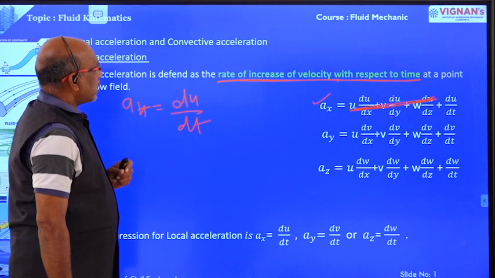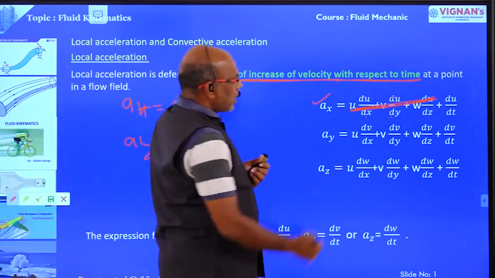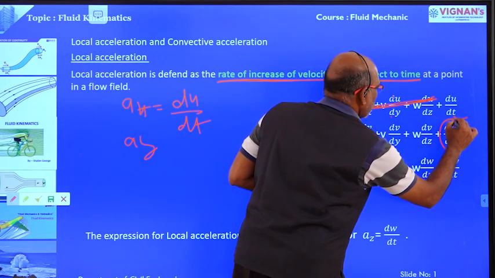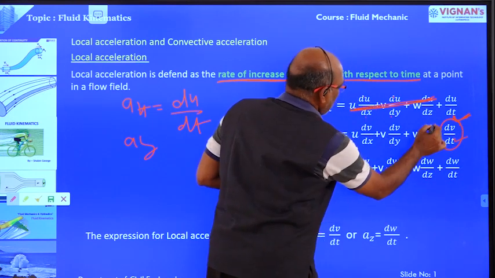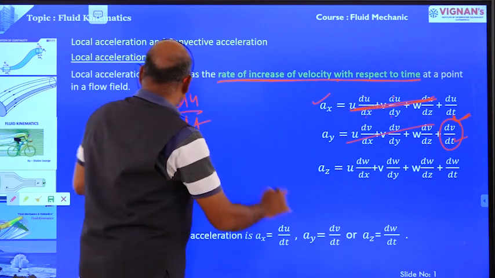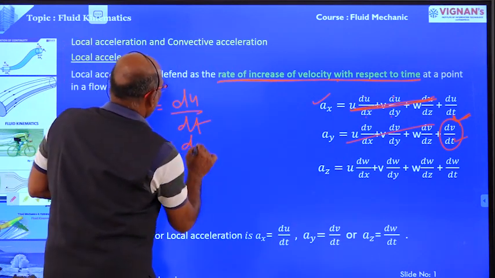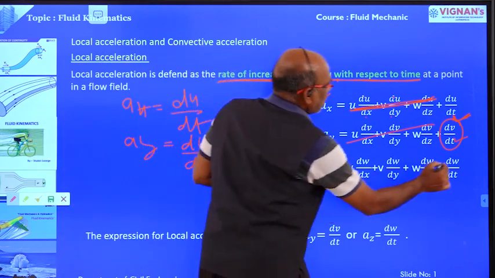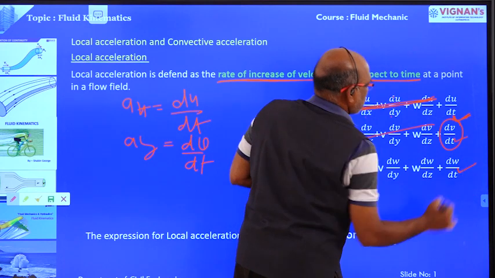Right? Whereas in case of y direction, here also only the rate of increase of velocity with respect to time is considered. Therefore, the other terms are neglected. Therefore, in case of local acceleration, ay is equal to dv by dt. And in case of z direction also, the rate of increase of velocity is only with respect to t.